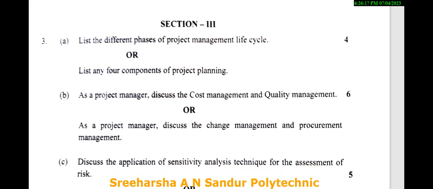Now, the third section here: list different phases of project management life cycle. Please observe here it is for 4 marks. Okay, so you need to list the different phases of the project management cycle. Need not explain it, so you can just go on writing the list of names. Or list any 4 components of project planning. You will just go on listing the 4 either phases or components of project planning.